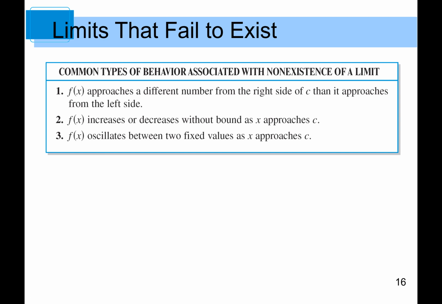There are three common types of behavior associated with non-existence of a limit. First, f of x approaches a different number from the right-hand side of c than it does from the left-hand side, just like the previous example. Meaning the left-hand behavior is different from the right-hand behavior. Second, f of x increases or decreases without bound as x approaches c, and it becomes infinity, plus or minus infinity from left and right. Third, f of x oscillates between two fixed values as x approaches c. So that's the third case where the limit fails to exist.